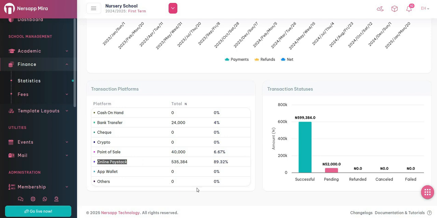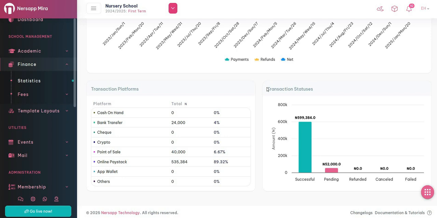For instance, you can see here online payment with Paystack took about 89.32%. Point of sale, that's POS, about 6.67%, and bank transfer about 4%. The rest were zero because they weren't used.